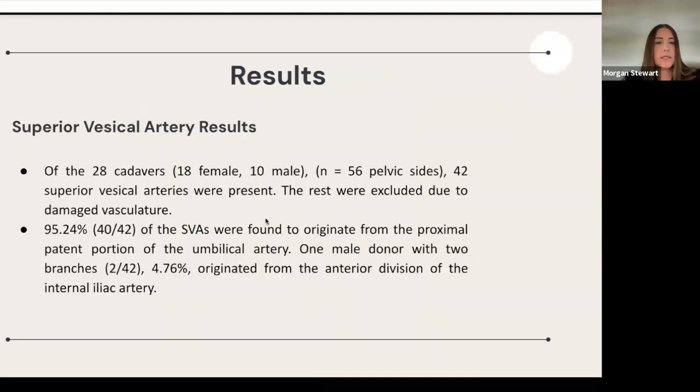So let's get into the results. The superior vesical artery was a little bit boring. We had 28 total cadavers between the campuses, which is a pretty small sample size, but it was enough to use for statistics. We identified 42 superior vesical arteries among 18 females and 10 males, and the rest were excluded due to damaged vasculature. 95% across the board between sexes were branching off of the proximal patent portion of the umbilical artery. We had one male donor who had two branches that originated more proximal, off of the anterior division of the internal iliac artery. So that was to be expected.